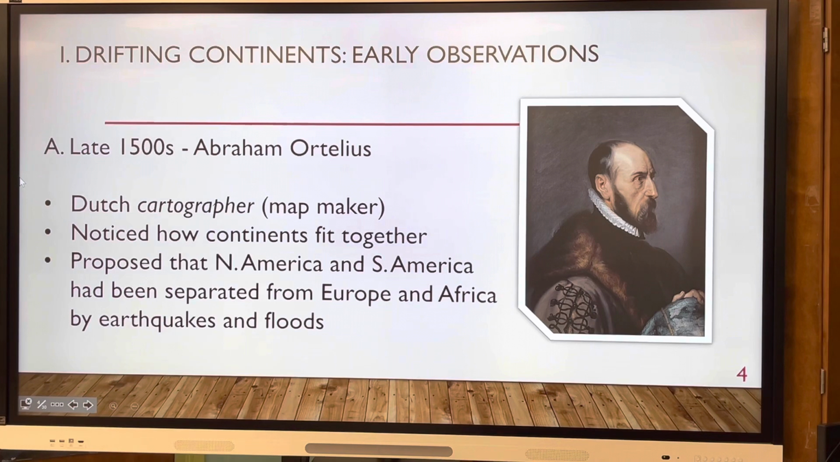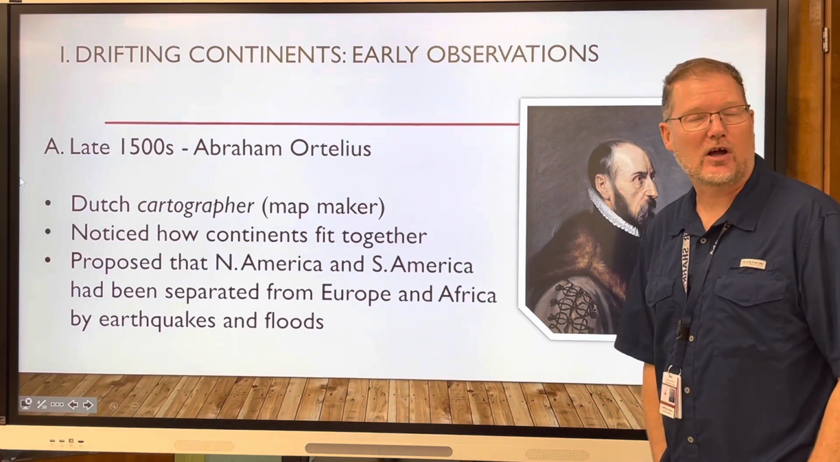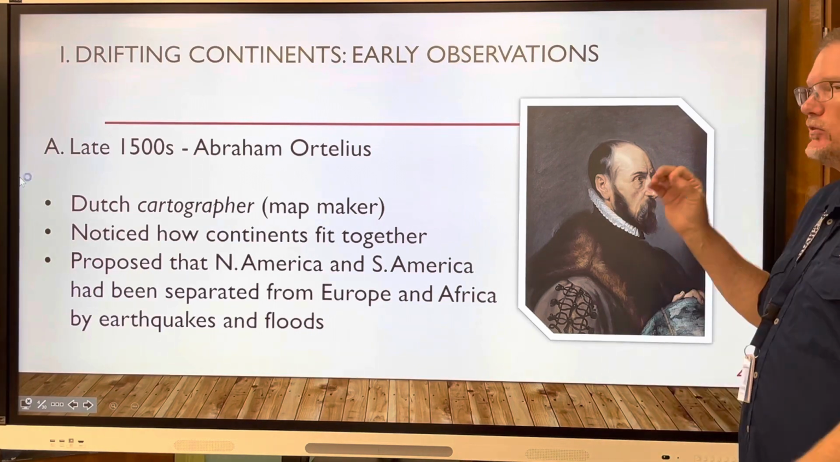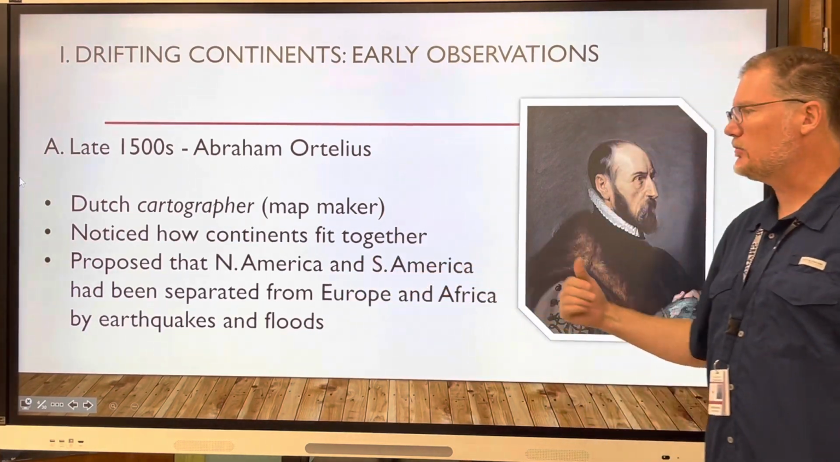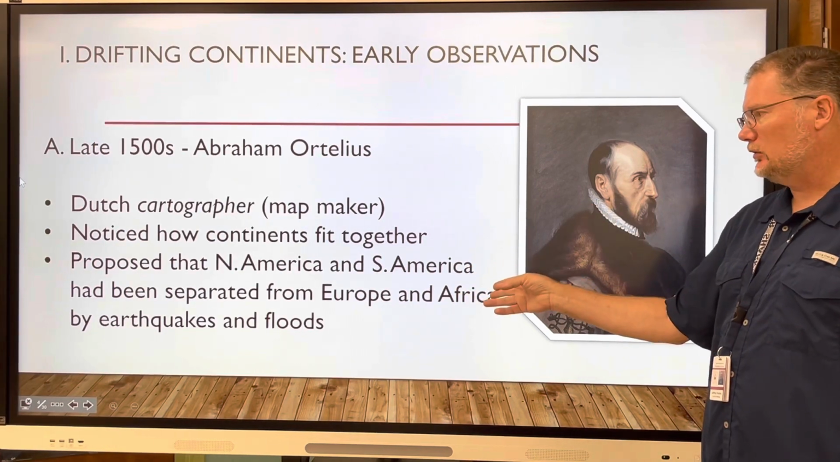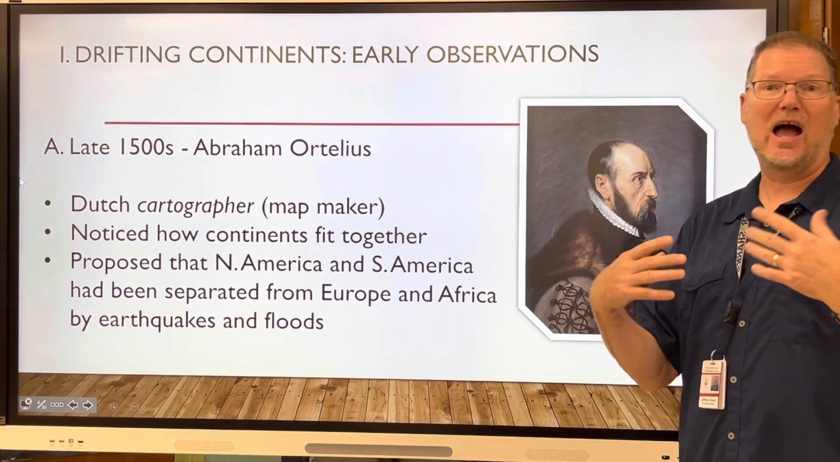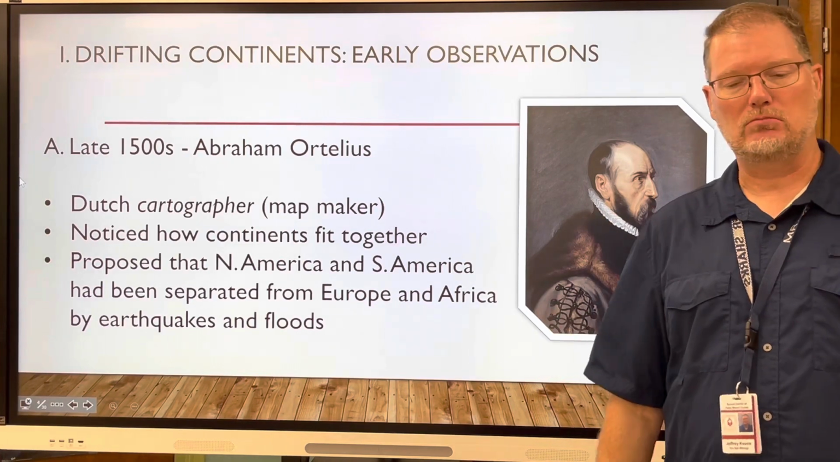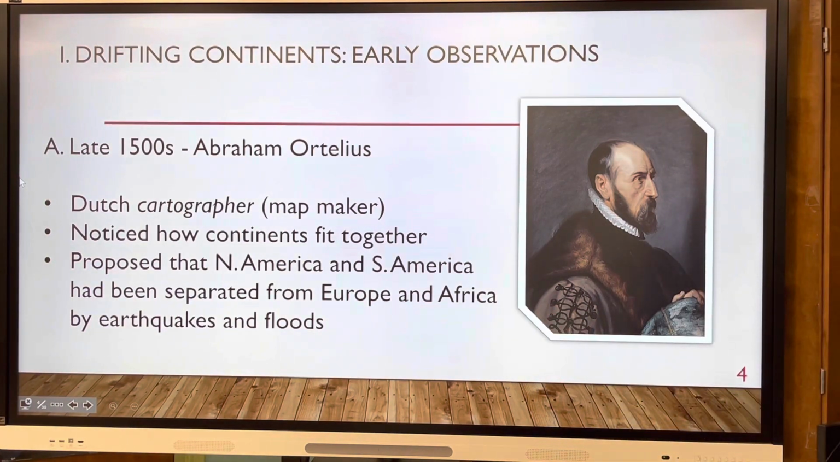So we're going to go back in history a little bit. We're going to do a little history, and we're going to discuss Abraham Ortelius. Now, this guy was a Dutch cartographer. A cartographer is a map maker, and he noticed how the continents fit together like puzzles. So he proposed that North America and South America had been separated long ago from Europe and Africa by earthquakes and floods. He had no evidence, but it was a guess, okay? Earthquakes and floods.